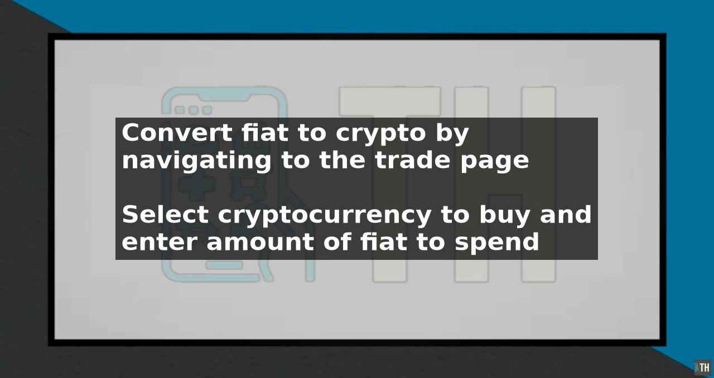It is essential to note that the price of crypto can fluctuate rapidly. So the price you see when you initiate the trade may not be the same as the price when the trade is executed. Additionally, there may be fees associated with the transaction, including trading fees and withdrawal fees.